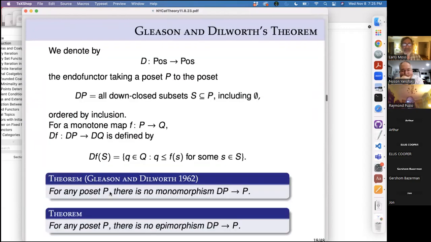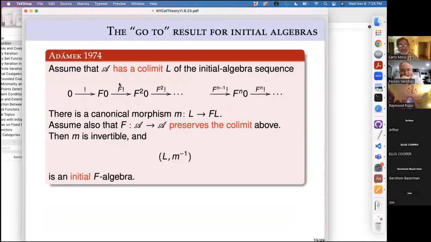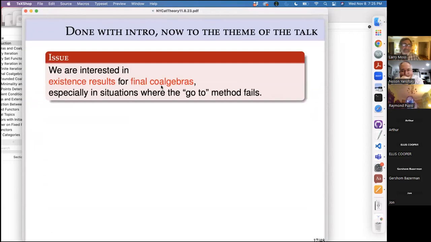Yeah, I want to show you what I'm going to call a go-to method. This is a little bit out of order. There's a kind of thing that I'm going to call the go-to method for final coalgebras, which is like, how do you usually get your hands on them? And I want to show you when it works and when it doesn't work.